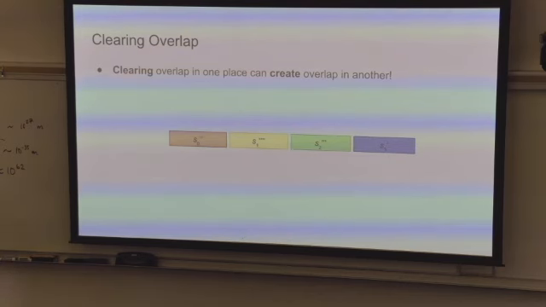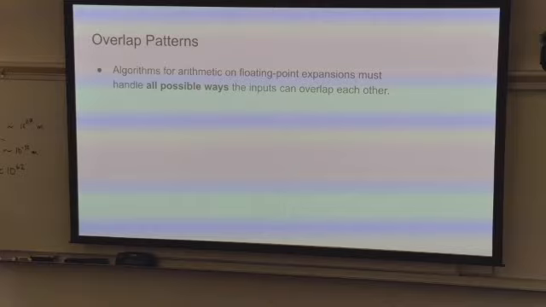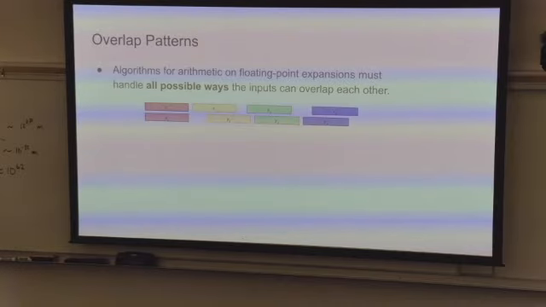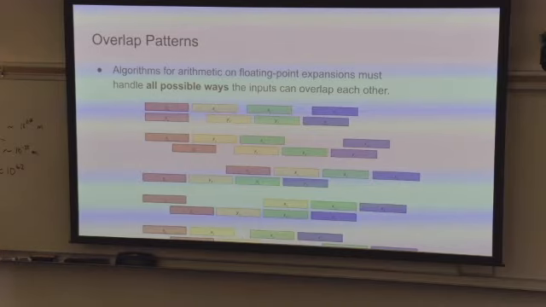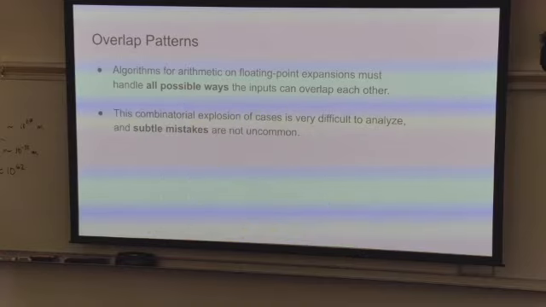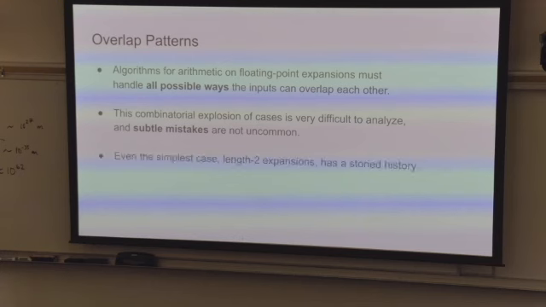And so if you're going to write an algorithm to do arithmetic on floating point expansions, your algorithm better handle all possible ways that the inputs and the intermediate results can overlap, right? They could overlap like this, or like this, or like this. There's this combinatorial explosion of different possibilities. And this is understandably very difficult to analyze, and so unfortunately, subtle mistakes are not uncommon in the analysis of algorithms like this.